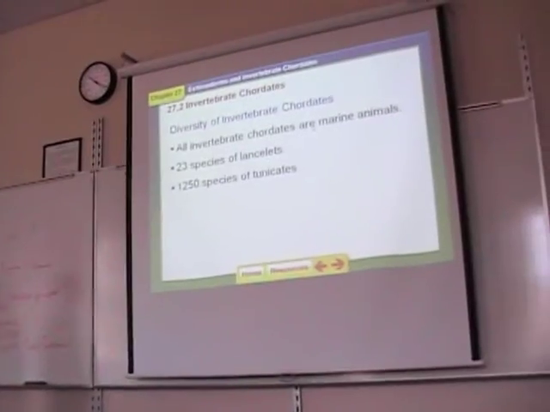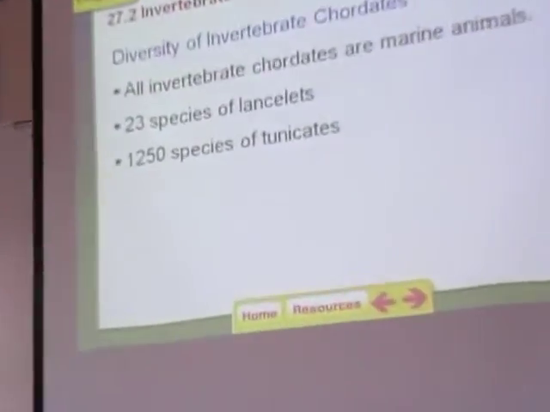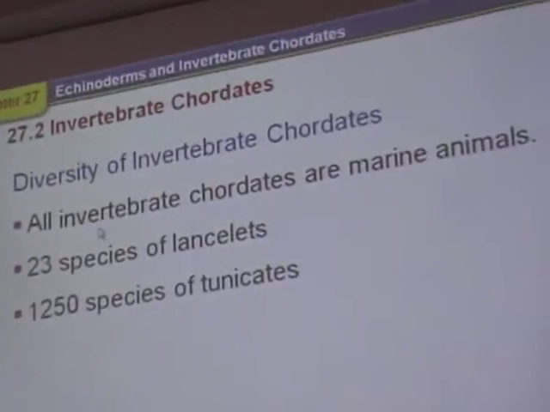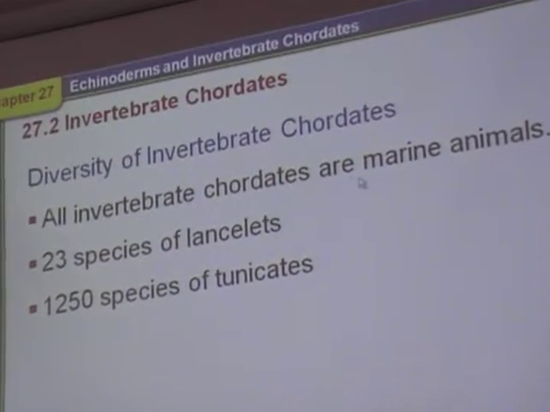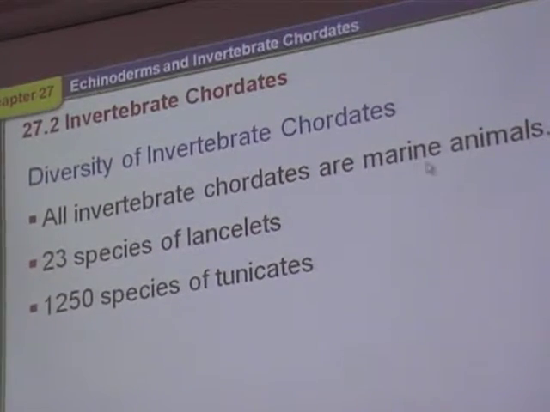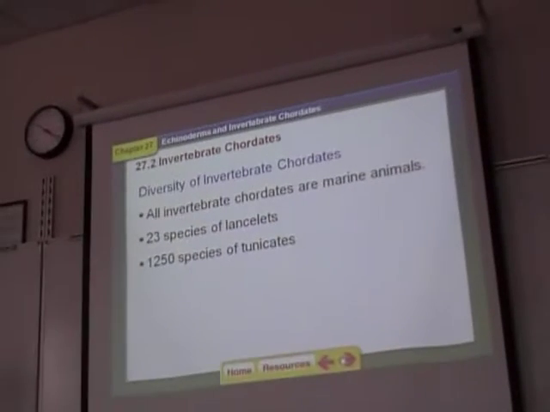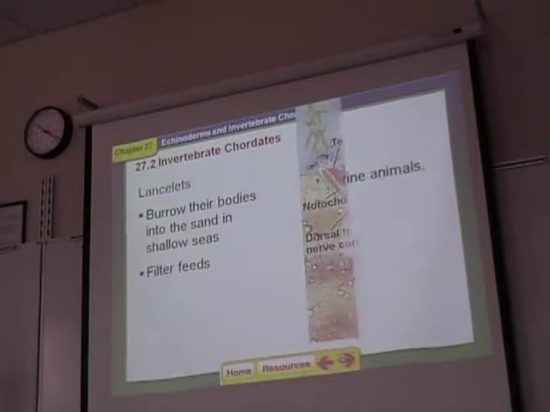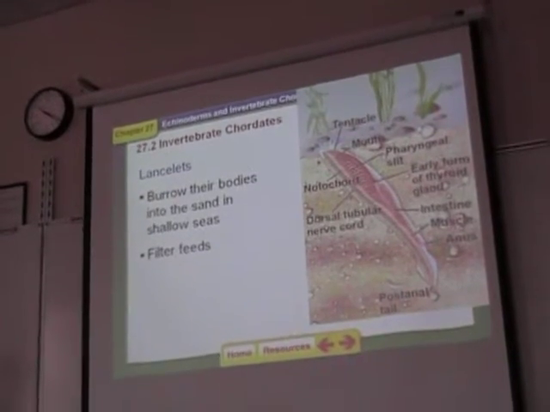Let's talk about the invertebrate chordates that never form the backbone. All invertebrate chordates are marine animals. That means they live in salt water. So those lancelets are saltwater, Bennett. You were asking that earlier. There are 23 different species of lancelets, 1,250 different species of tunicates. We'll show you what these lancelets and tunicates look like. Let's talk about the lancelets first.